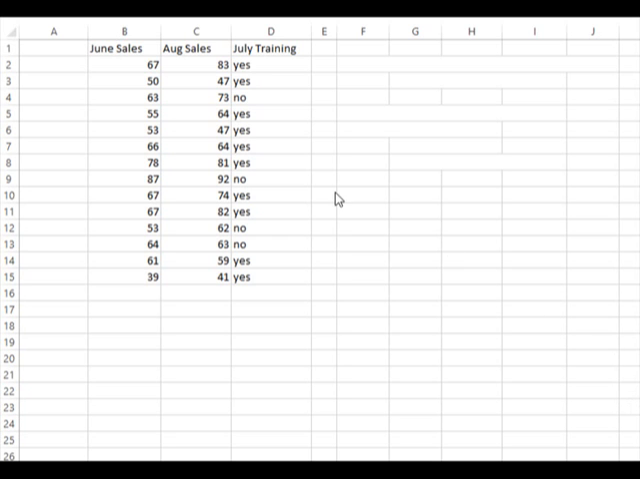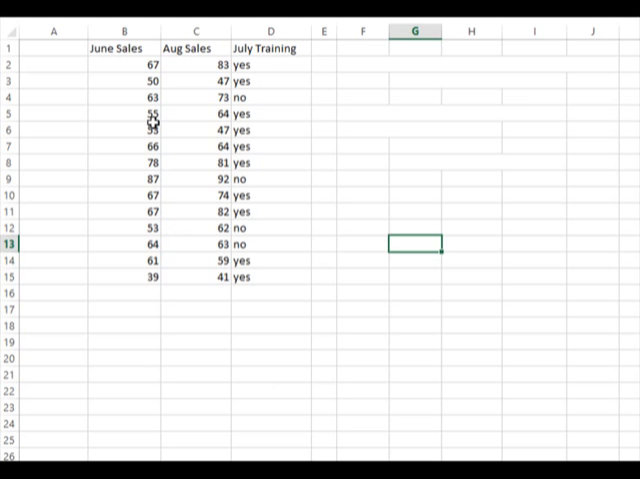In our data here, we have two variables about sales. So this is some sort of numbers of sales for a business situation. And we have a variable here in column D called July training, which is apparently qualitative. It takes on two values, yes and no. And it's meant to represent whether or not some optional training occurred.